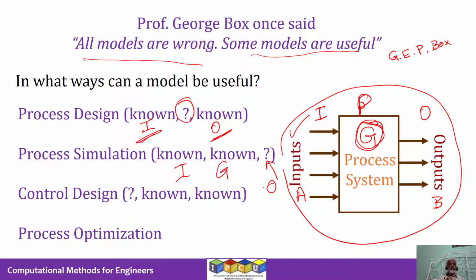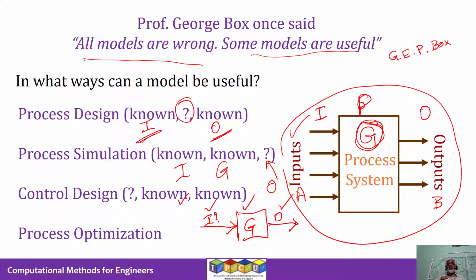The third problem is what is called the control design problem. Oftentimes, the process is known, the process is fixed, and the output is also known. Then you're asked the question: what are the inputs that will produce the outputs, given the system G? Now you cannot change the system G. In process simulation and in control design, you cannot change G. That's given to us already. Somebody has designed it and put it in place.